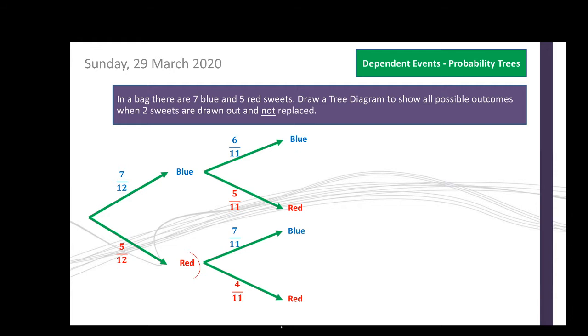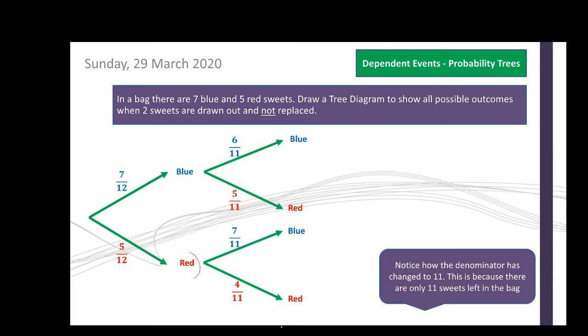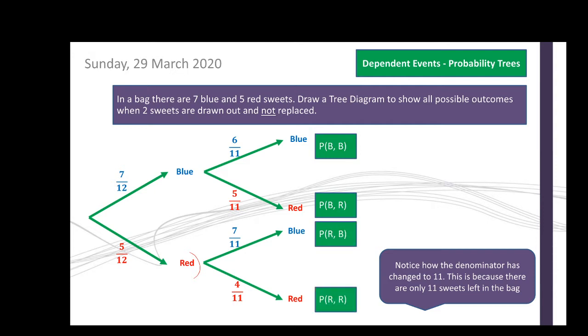Okay, so moving on, looking at probability now. This bit is the same. Notice how the denominator has changed to 11. This is because there are now only 11 sweets left in the bag. So we've got the probability of blue, blue; blue, red; red, blue; red, red.